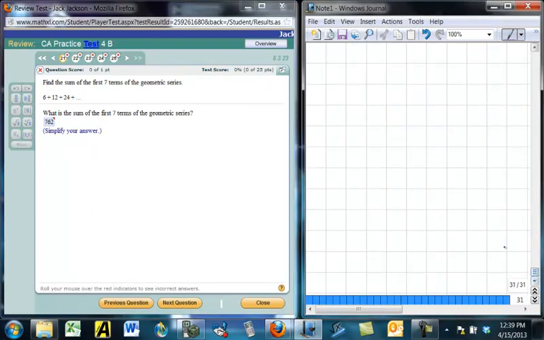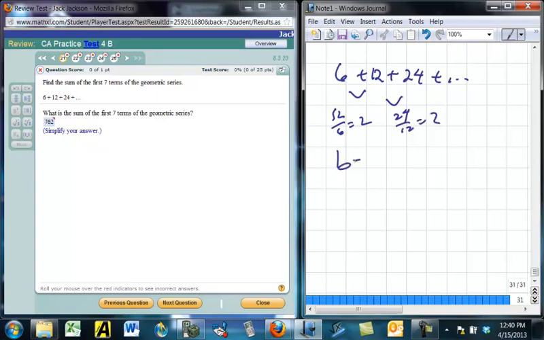Alright, this one's dealing with the sum of a geometric series. So first of all, let's make sure we see that it is geometric. 12 divided by 6 is 2. 24 divided by 12 is also 2. So the base is 2. The common ratio is 2. Okay, and what is the sum?